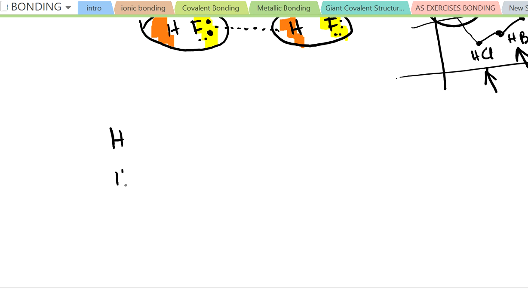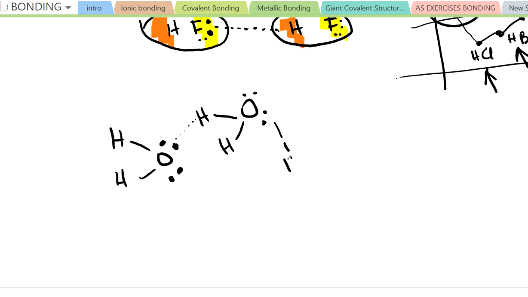Same happens when we have water. We are going to have H, H, and O, and the lone pairs are going to be attracted. I'm going to do it bigger. They are going to be attracted somehow to the hydrogen of another oxygen. Yes? And this one also is going to be attached to a hydrogen that is present in another oxygen, in another water molecule. And they are going to form groups. Okay? This hydrogen bond is super important, not only in chemistry, but also in biology.